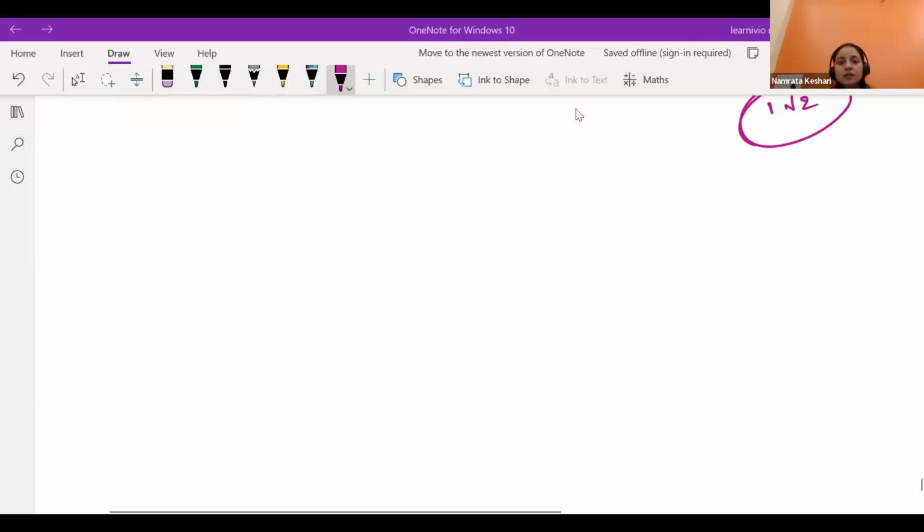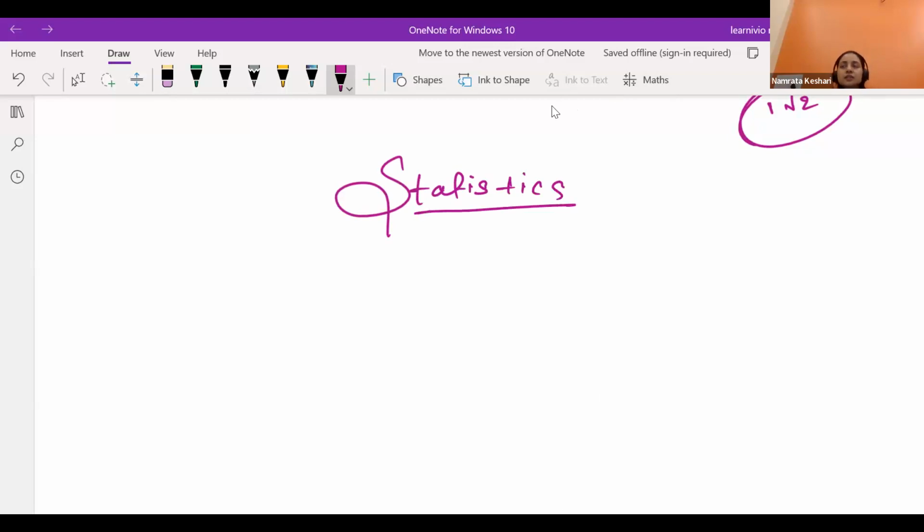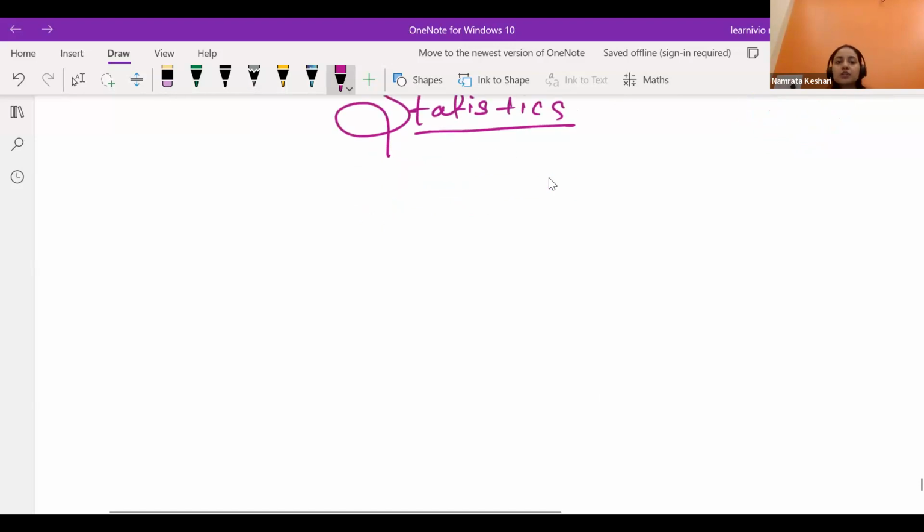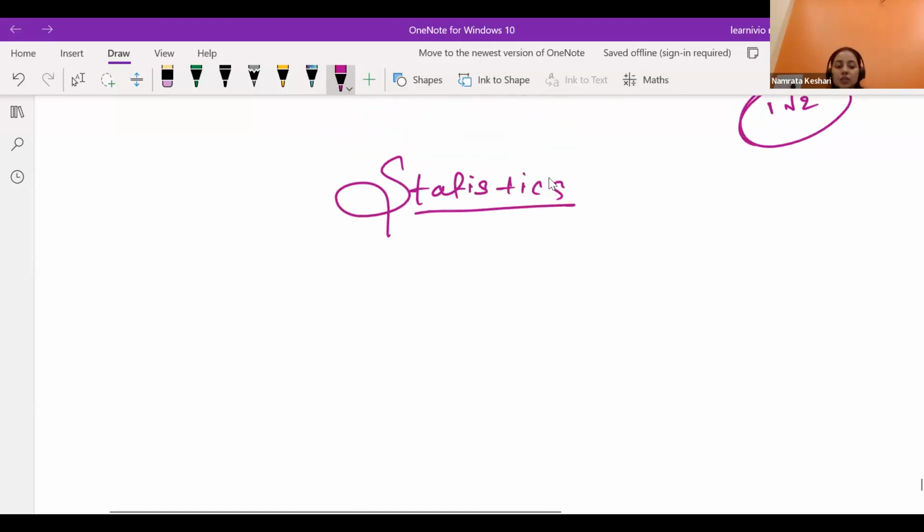Yes. So here we are going to start the discussion of statistics. Now the basic concept of mean, median, mode, you are already having, right? Yes, ma'am. So the basics of mean, median, mode, you already understand. Now let's start this statistics.